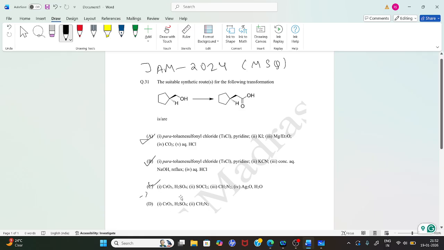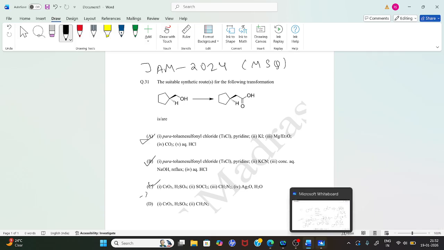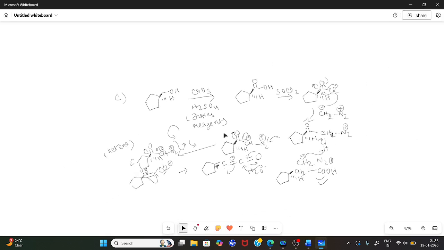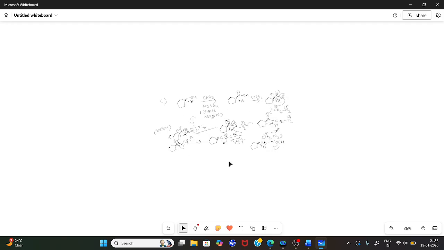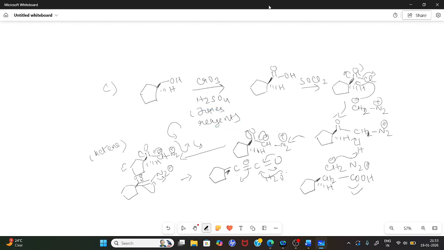Option D, if you look at it carefully, is directly the Jones reagent followed by CH2N2, correct? So option D, if you look at this, if you directly treat with Jones reagent, you will get the acid, no doubt. But this kind of rearrangement that you got here will not be occurring to give you the ketene intermediate.